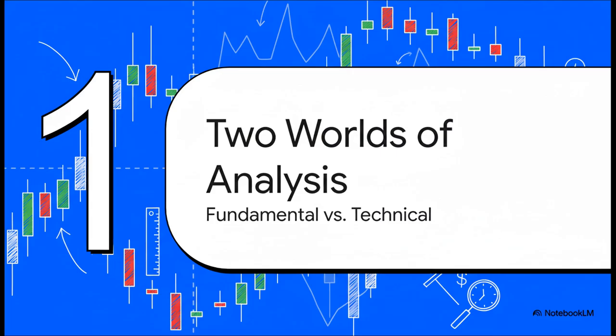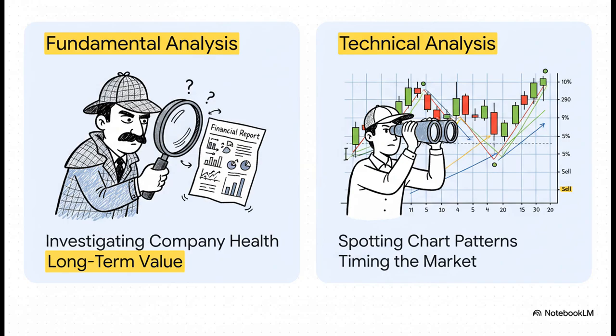All right, section 1, two worlds of analysis. So before we get into the charts themselves, you've got to understand that there are basically two main schools of thought, two philosophies for analyzing the stock market, and they ask completely different questions to figure out what to do. On one side, you've got fundamental analysis. Think of this like being a detective. You're digging into a company's health, their profits, how much debt they have, who's running the show. This whole process is about answering the question, what company should I buy for the long haul?